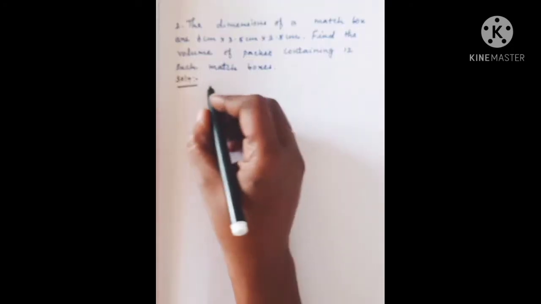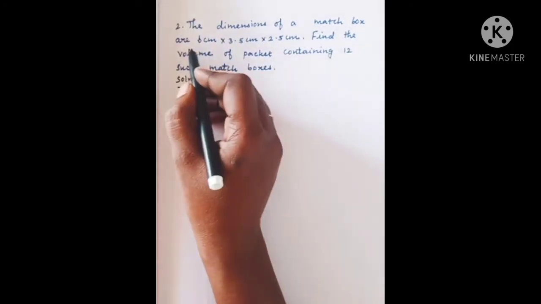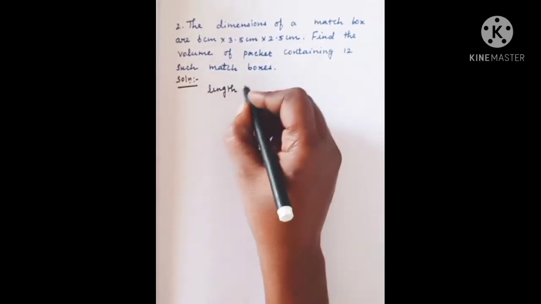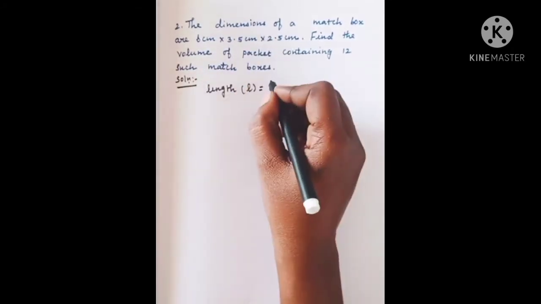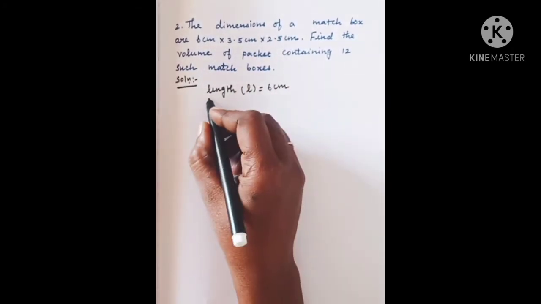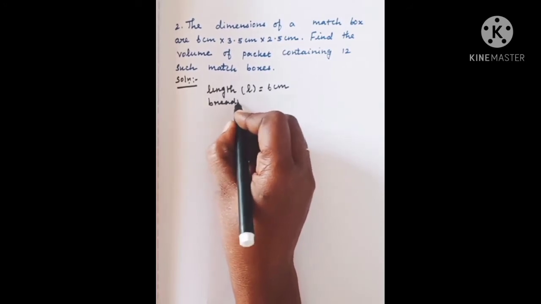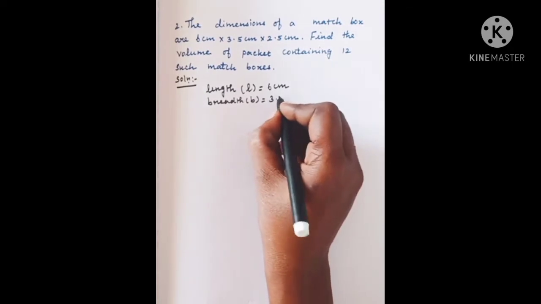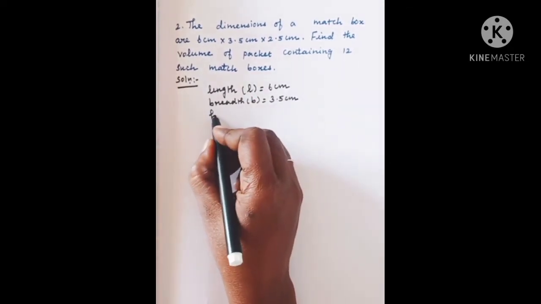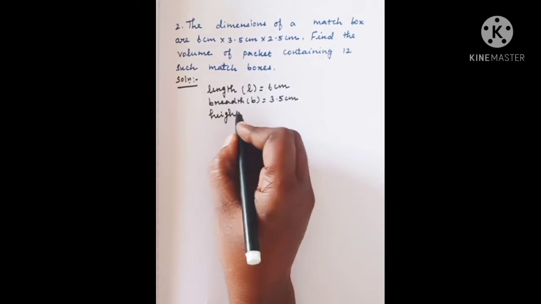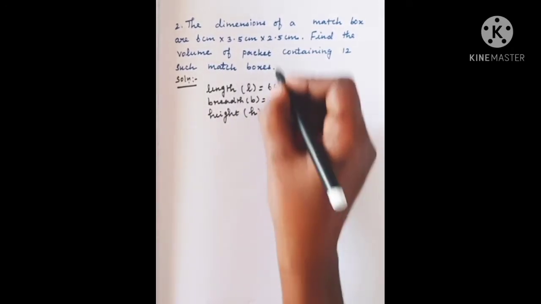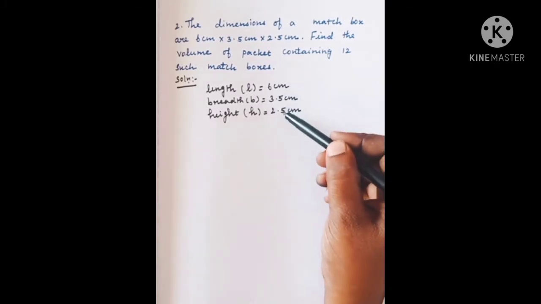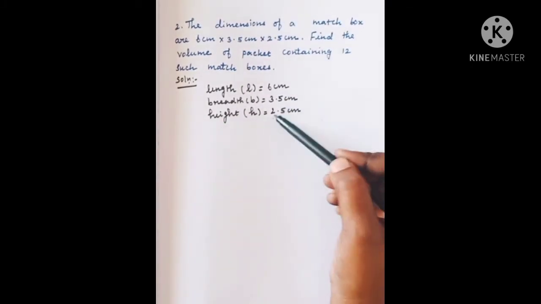First, in this problem the dimensions of a matchbox are given. The length L is 6 centimeter, the second value is breadth, 3.5 centimeter, and the third value is height, taken as H, which is 2.5 centimeter. So the length, breadth and height of the matchbox cuboid are given.